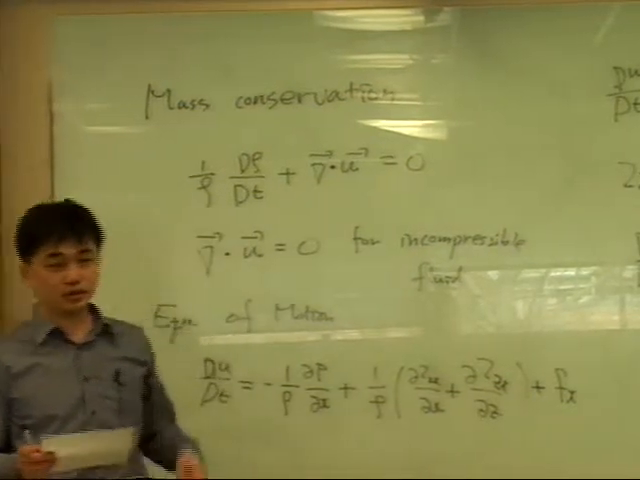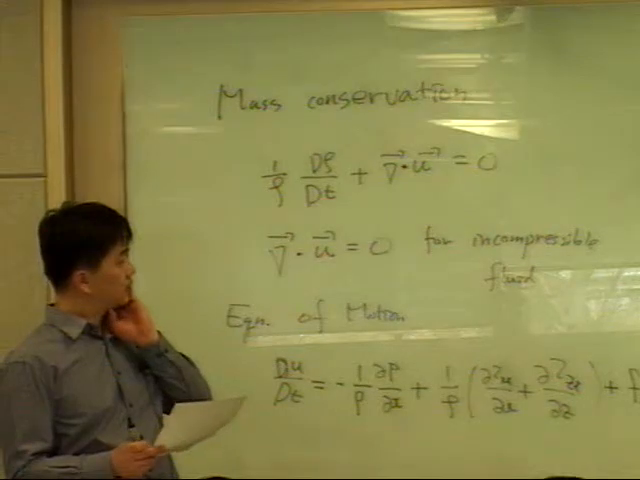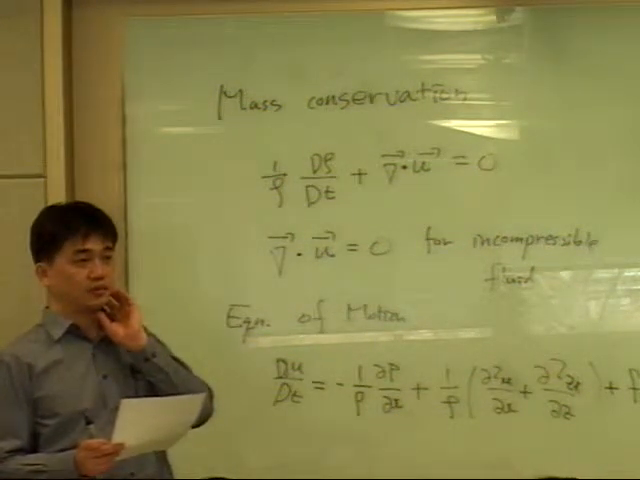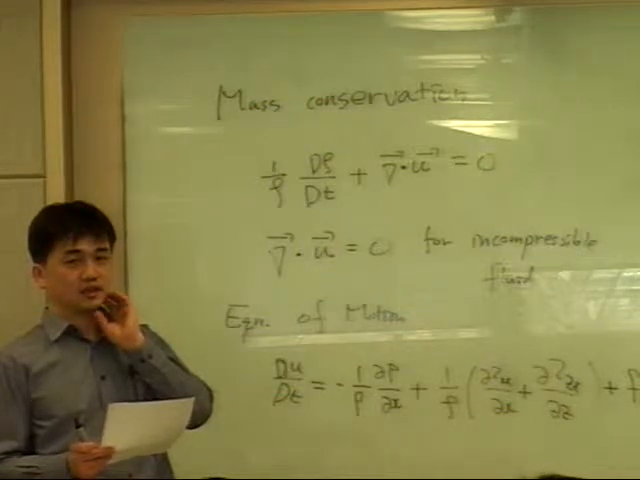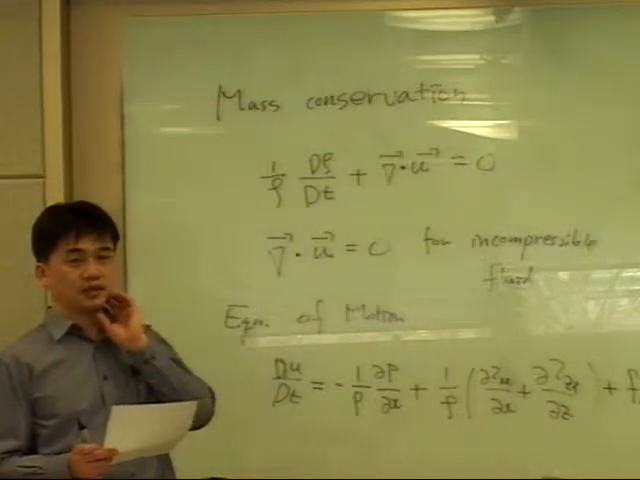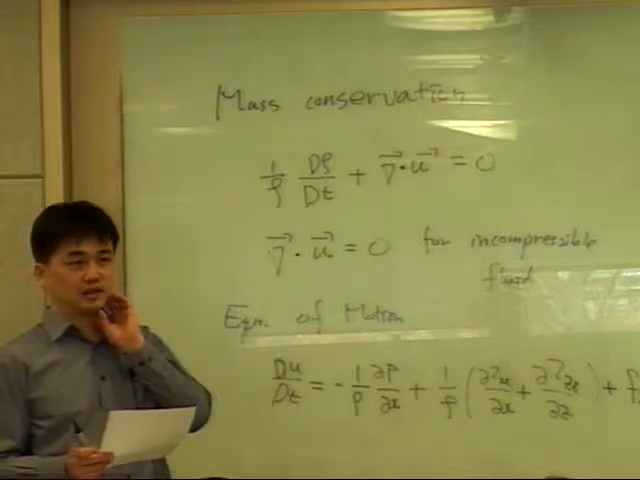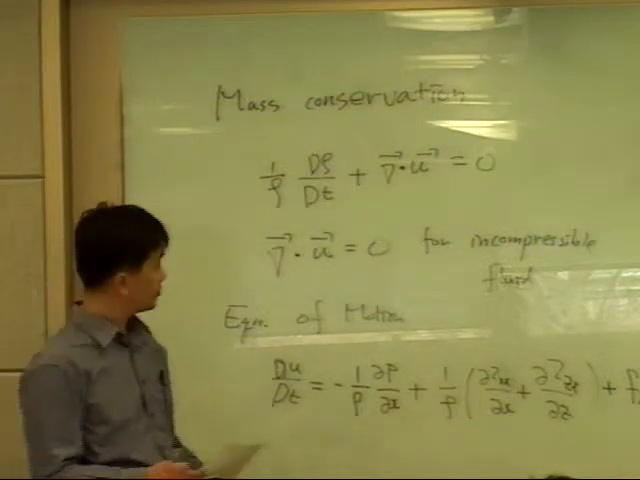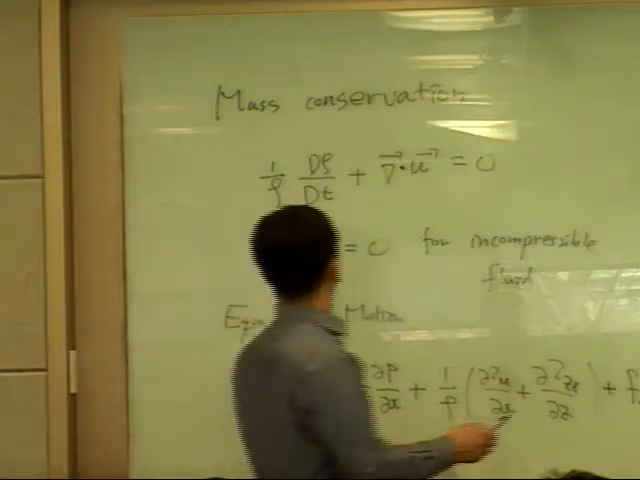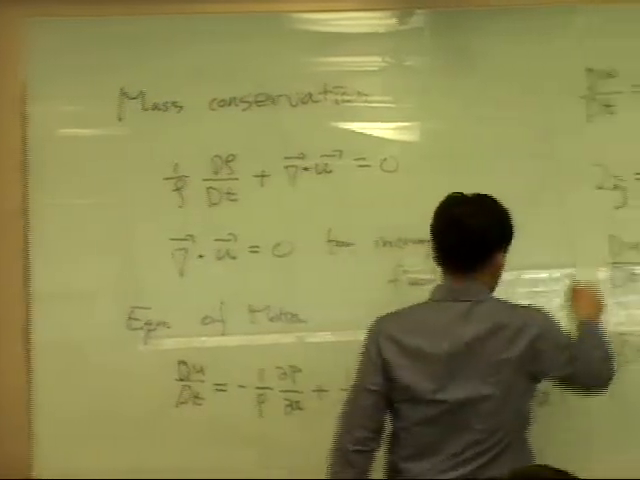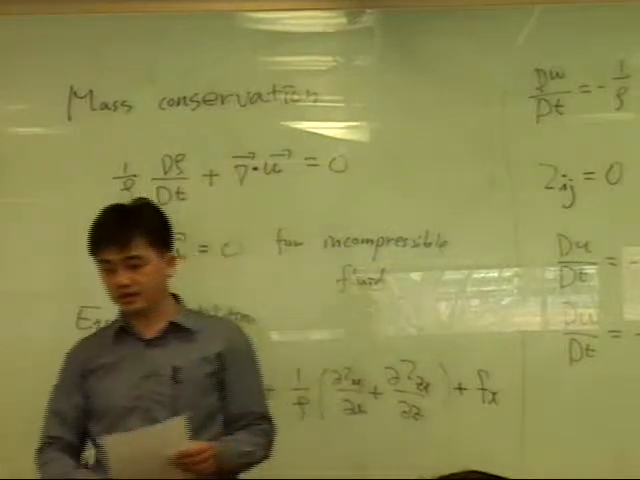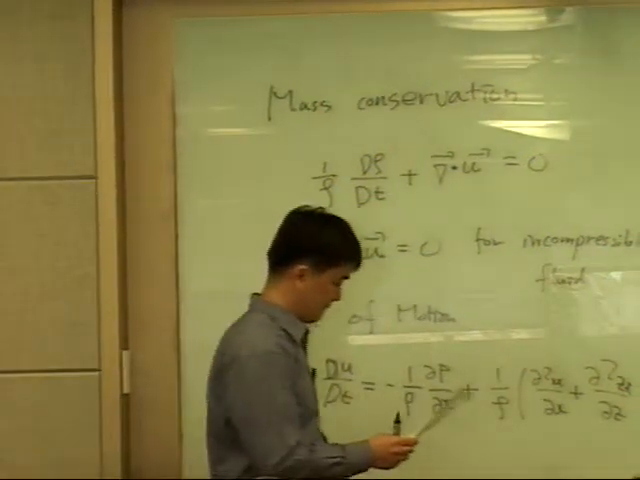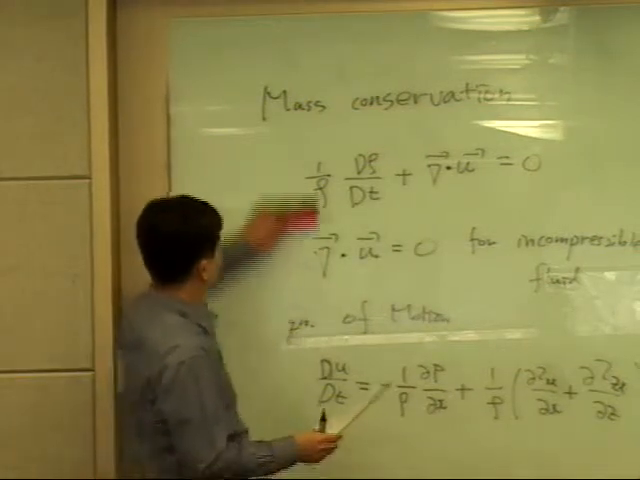The basic assumption for the Euler equation is that the fluid is incompressible and inviscid. We don't consider the effect of viscosity and the effect of the volume change. This is the result we had last week.